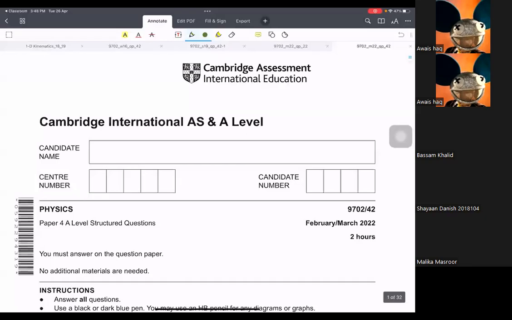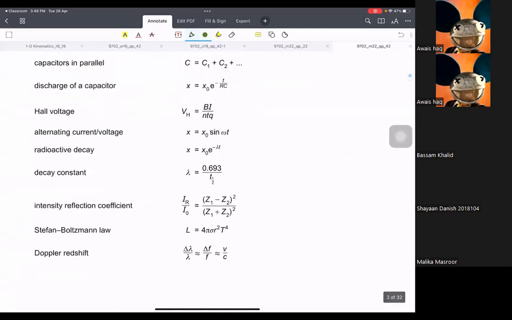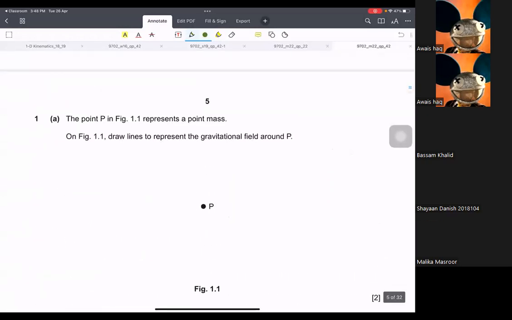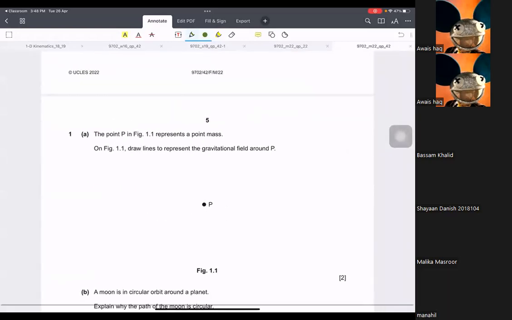Record kar. So first question, February, March 2022. First question. Draw lines to represent the gravitational field around P. And P is a point mass. Okay, so that's pretty simple. Arrows inwards, please.